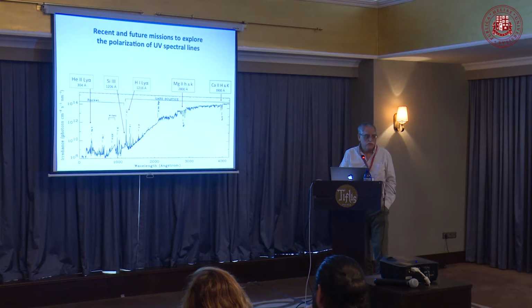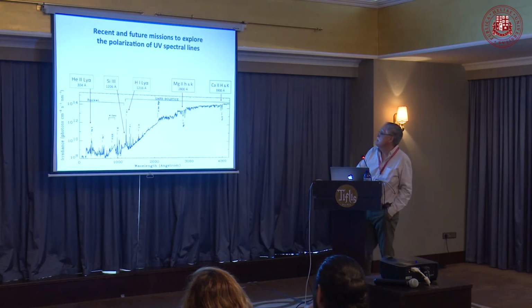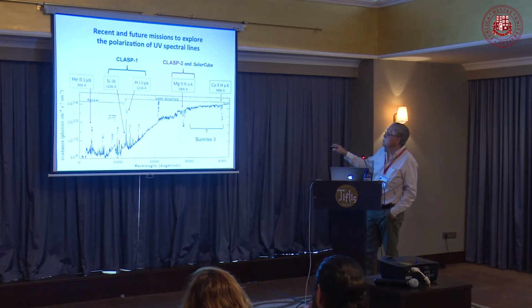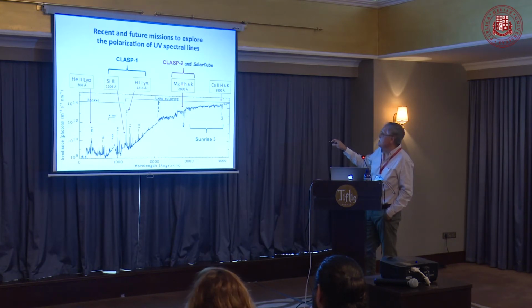So I am finishing. This is the ultraviolet spectrum. We have, with CLASP 1, been able to discover scattering polarization in these two resonance lines. And we have shown already the theoretical prediction for the magnesium H and K, with both the Hanle and Zeeman effect in action.